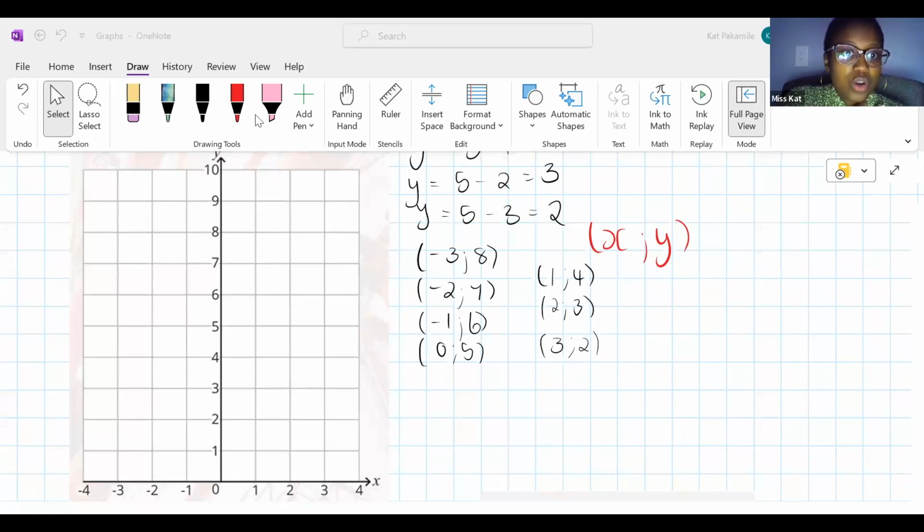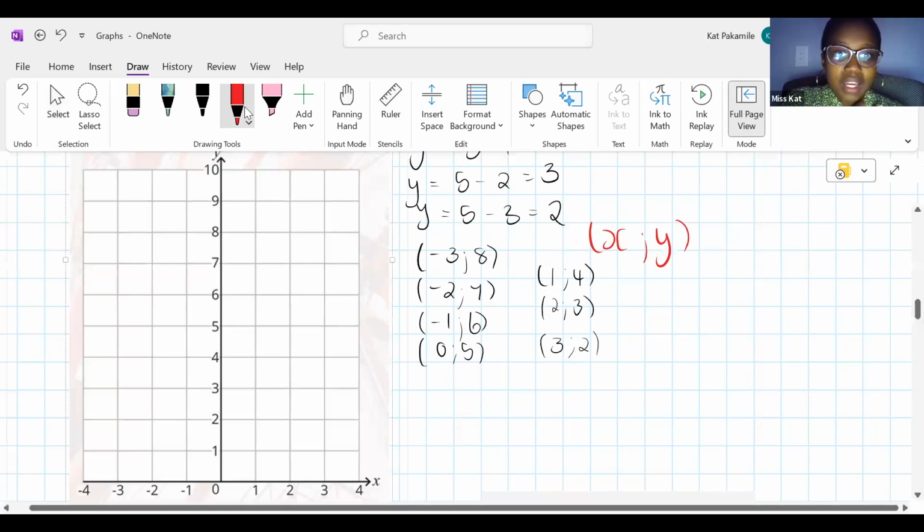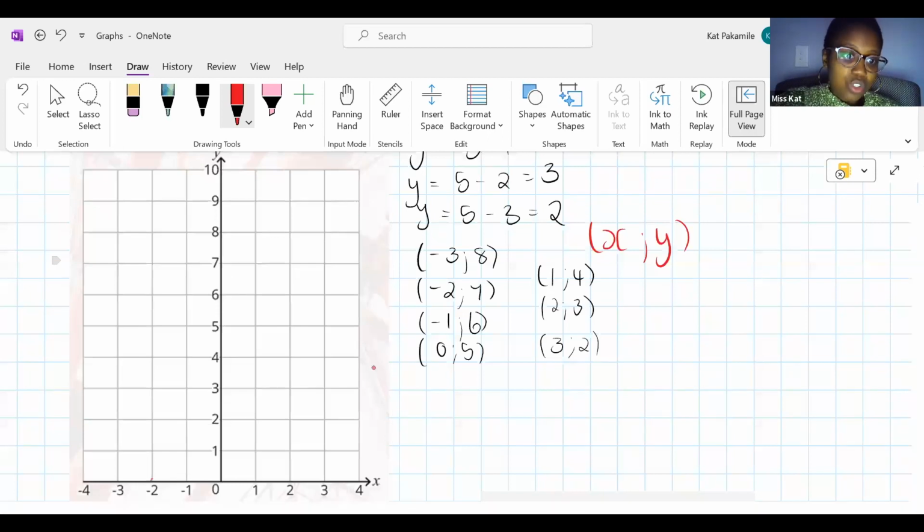Okay? So I'm going to plot them in red so that we can see them clearly. Now the first one, I'm going to go to -3 on my x-axis, which is over there, and 8 on my y-axis, which is over there. Where do they meet? If I do this, they meet over there. That's my first point, okay? So I'm going to erase these lines because they're going to start getting messy. Once I've established where they meet, I can just draw in my point. That's point A, done, okay?